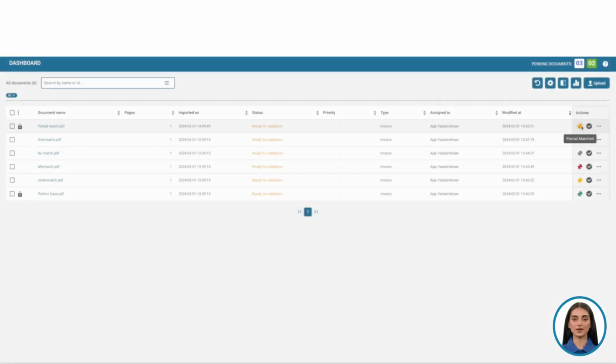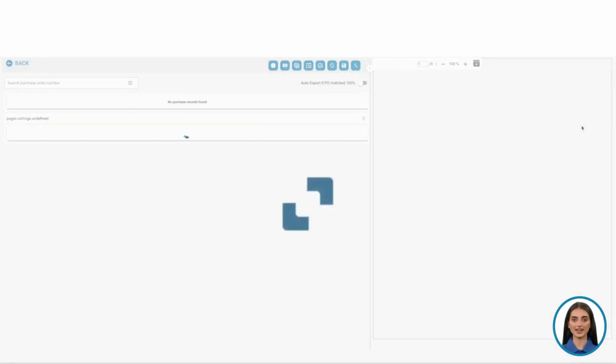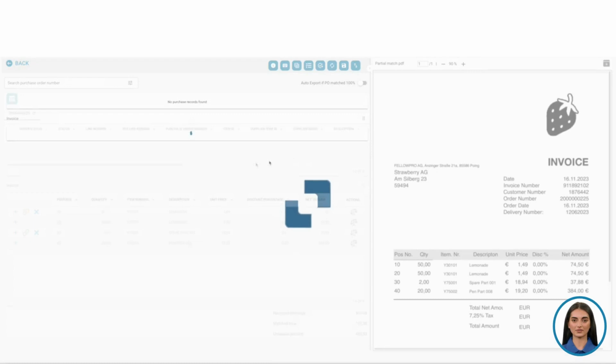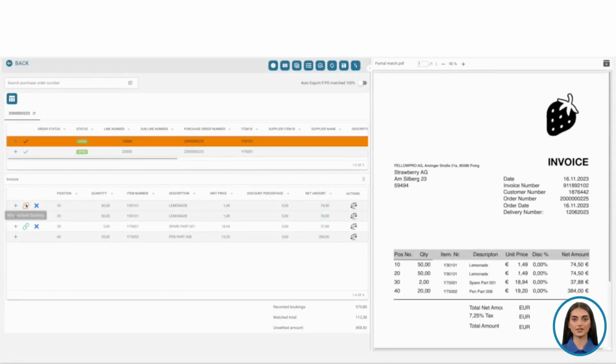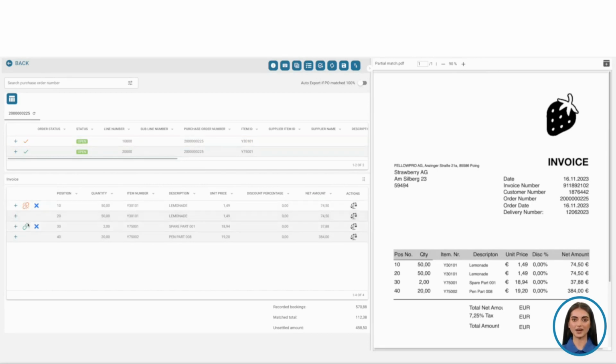Partially matched. A PO is partially matched when a purchase order line item gets partially matched to an invoice line item. This is indicated here as one of the line items from the purchase order was matched to the invoice line item, but not fully, as the invoice quantity does not fully satisfy the purchase order.